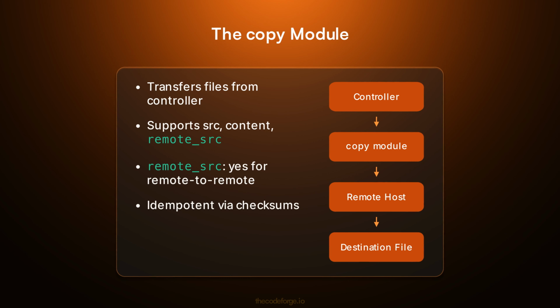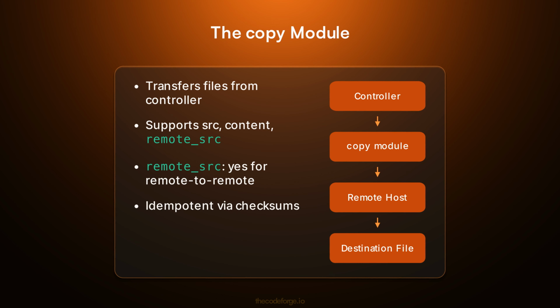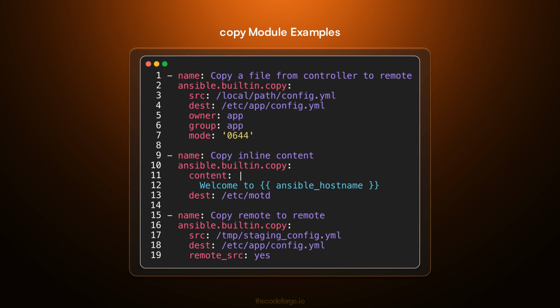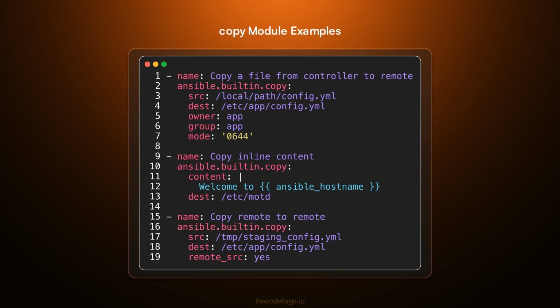The copy module transfers files from the controller to the remote host. It has 3 ways to provide content: src, the path on the controller; content, an inline string; and remote_src, yes, meaning the file is already on the remote. Remote_src is often misunderstood. When set to yes, the src path is on the remote host. So, 3 ways to use copy: from local to remote, inline content, and remote to remote with remote_src.